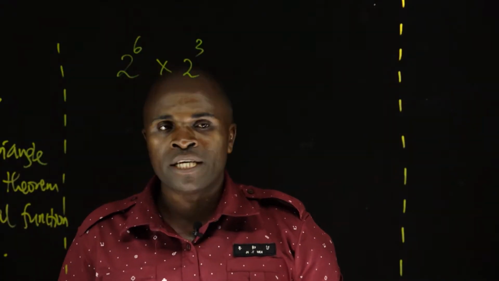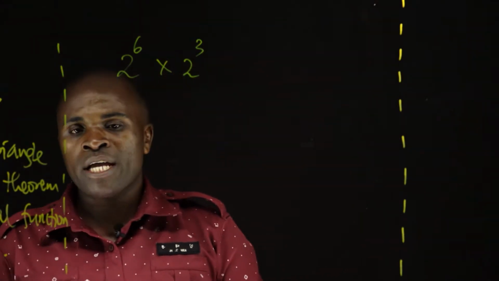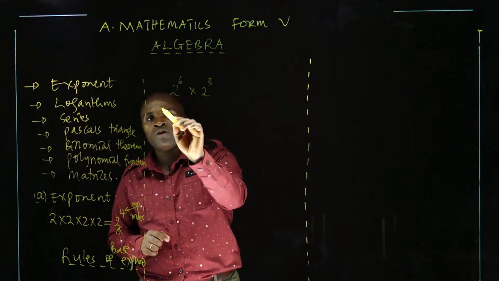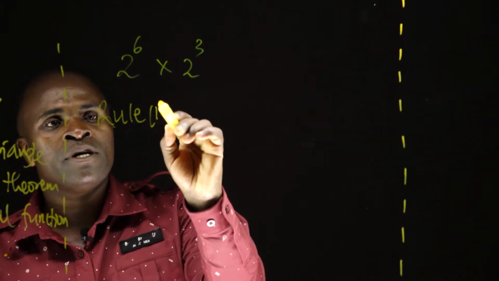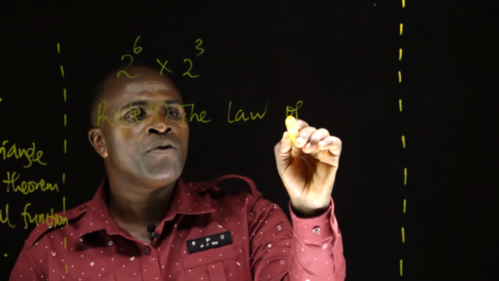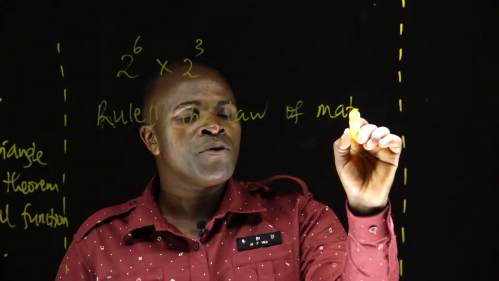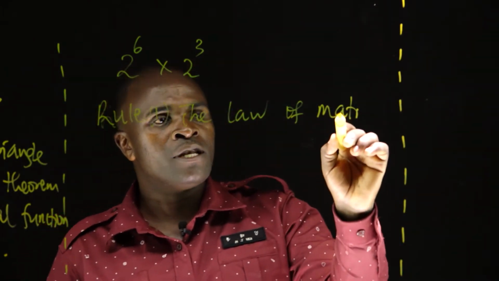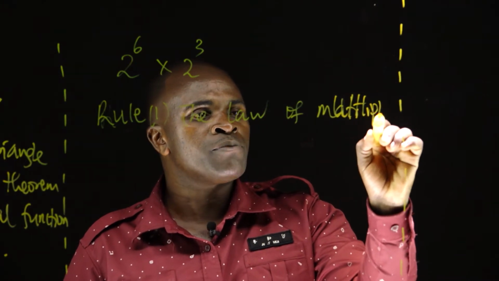But that is not the case today. Today we are just going directly to analyze the rules. So here we call rule number 1. Rule number 1 we call the law of multiplication.